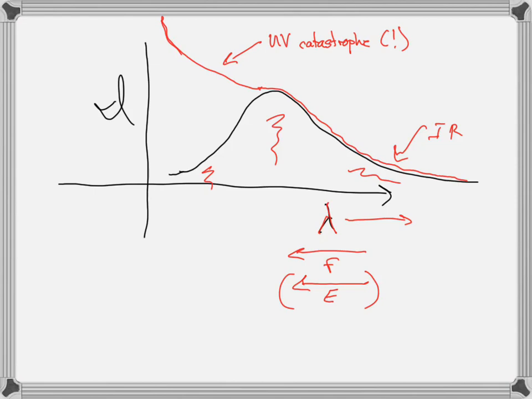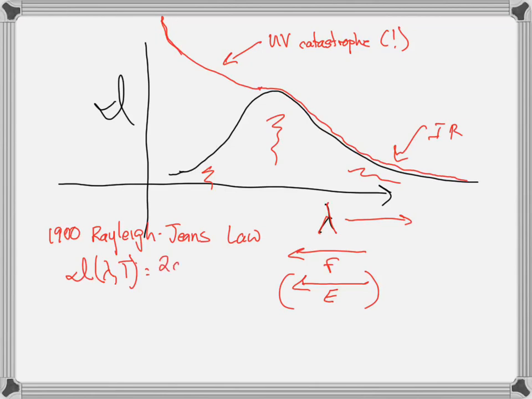The ultraviolet catastrophe: the model doesn't work. It works well at the higher wavelengths. It doesn't work well at the low wavelengths. In 1900, this was modeled using classical statistical mechanics and the best model they could come up with. And by the way, I is a function of lambda and T, as we've seen, equal to 2ckBT over lambda to the fourth, where kB is the Boltzmann constant. So that's the model, the red line.